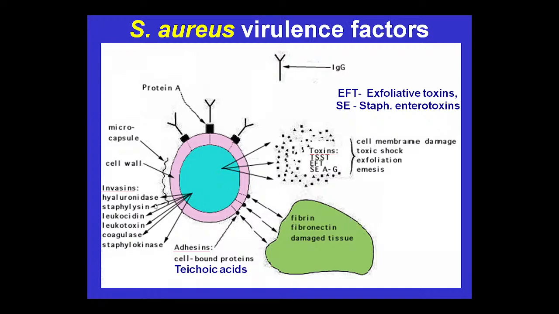And some microcapsule that can be attributed to some Staphylococcus aureus species. And also some proteins in the cell wall. For example, you can see here the so-called protein A that is incorporated into the cell wall.